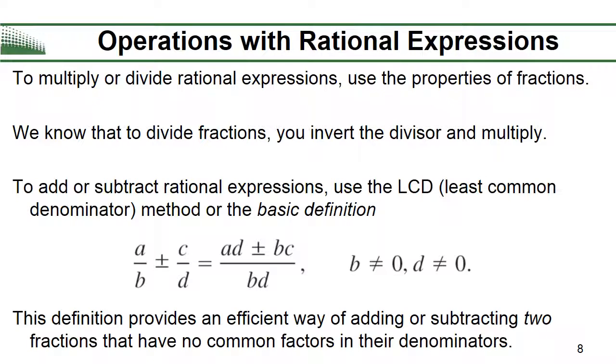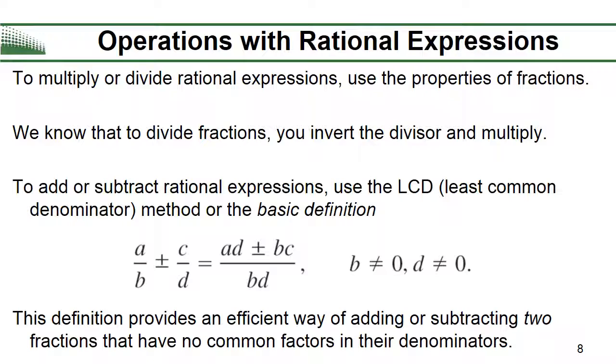All right, when we're working with rational expressions, we're really just going to use the properties of fractions. When you multiply, you just multiply top times top and bottom times bottom. When you divide, you're going to do keep, change, flip. You keep the first one, change it to multiplication, and flip the second. To add or subtract, you do need to find a least common denominator, or you can make it a little easier on yourself by using the basic definition that they have listed here.